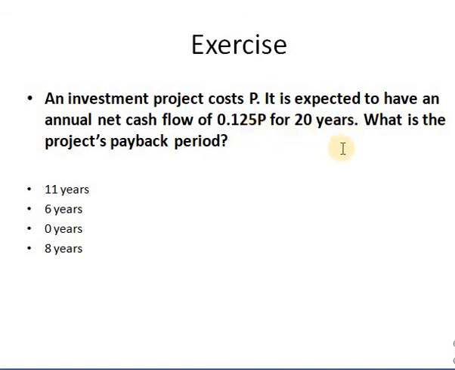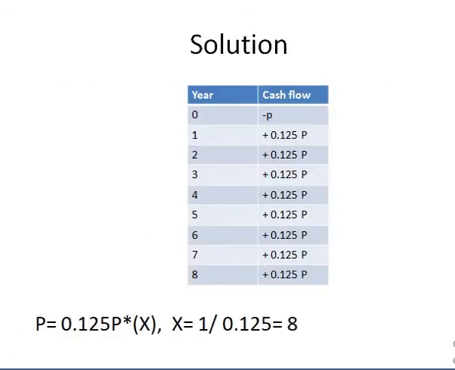So each year I'm gonna get 0.125P. So everything is in terms of P. What is the payback period? Here I didn't say the discounted payback period, so you have to understand that this is the simple payback period. Now I can begin and put the values in a table.